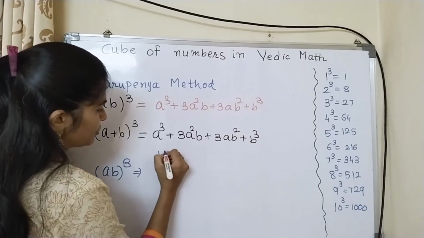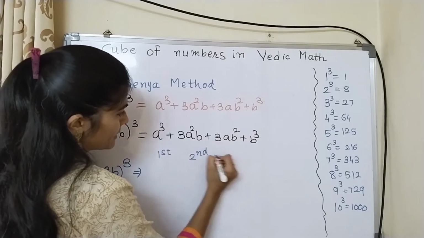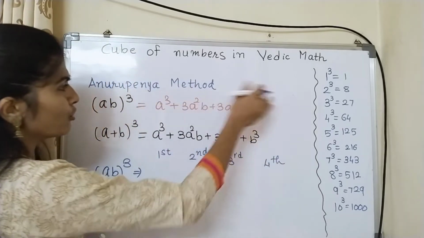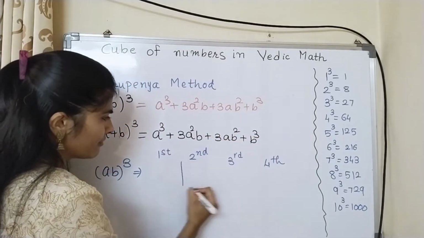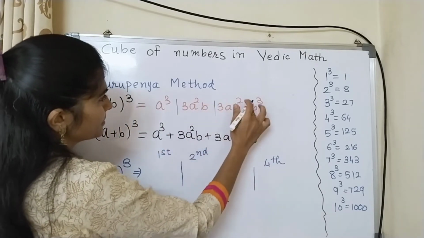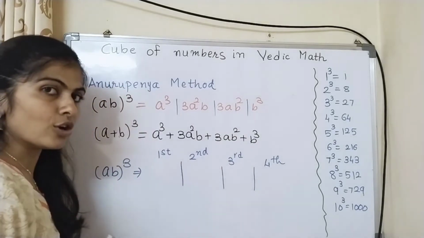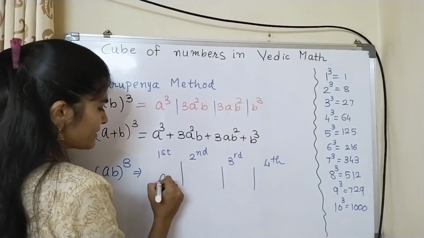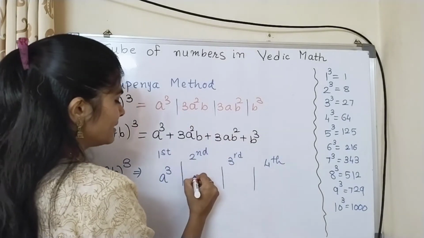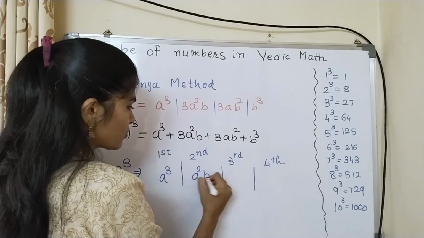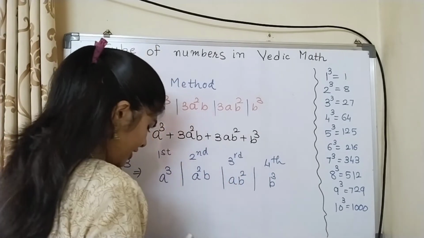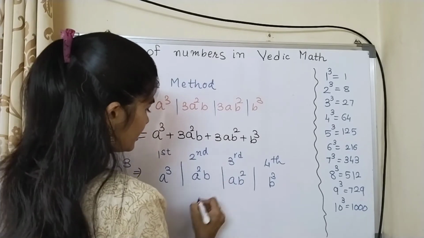I will divide them into terms: first term, second term, third term, and fourth term. And friends, we are not going to add them like this binomial. We are going to do partition of them. Here also I wrote addition, but it is not addition, friends. It is like this, and we will follow the carry forward method. So first one is a cube, so cube of the first digit. Then instead of writing 3a square b, I can just write it as a square b, then ab square, and then b cube.